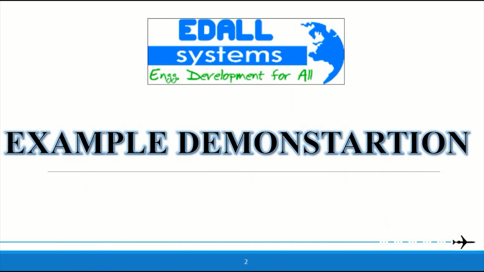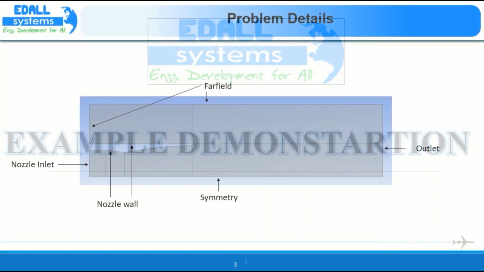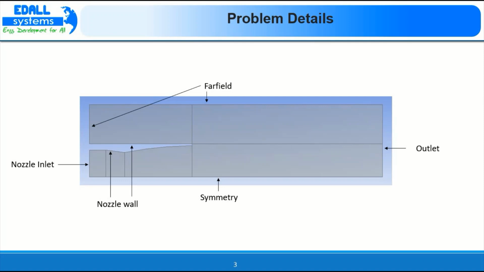In today's class, we will discuss an example demonstration. So how we can solve a 2D nozzle problem which is used in rocket propulsion, that is, how the flow behaves and how we should set up a problem of a nozzle in ANSYS Fluent.